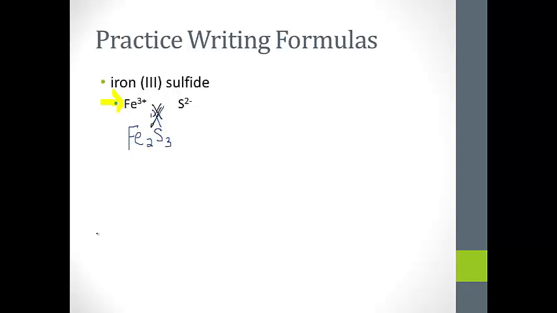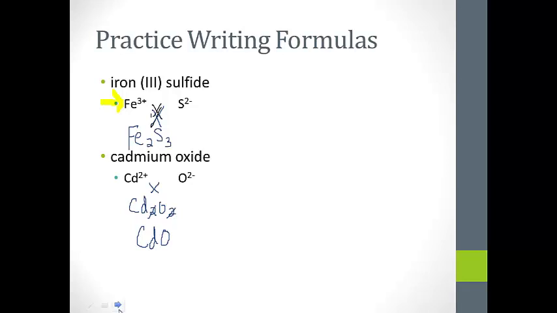Fe2S3. Okay, because we have to crisscross those in order to get there. Okay, cadmium oxide. Cadmium would be a 2+. Oxide is going to be a 2-. So if we crisscross them, we get Cd2O2. However, we want to reduce that down to CdO. Okay, we don't want to leave multiple numbers, so to speak.